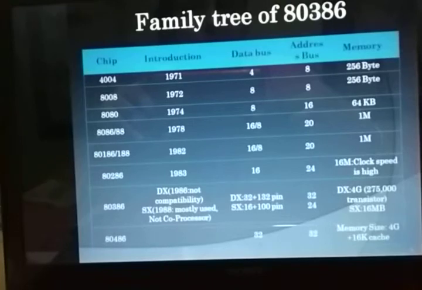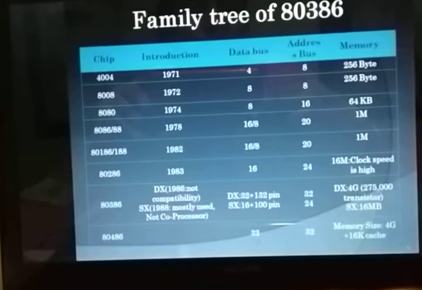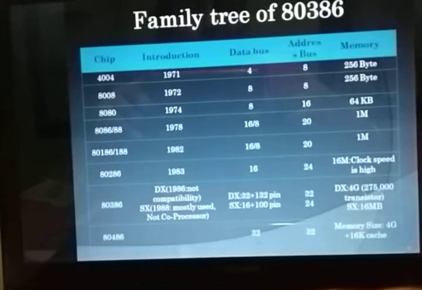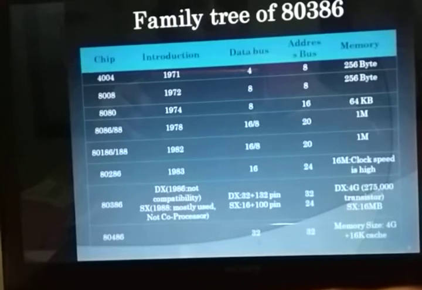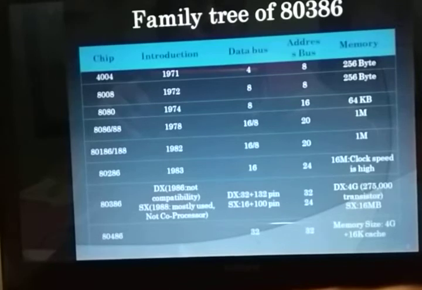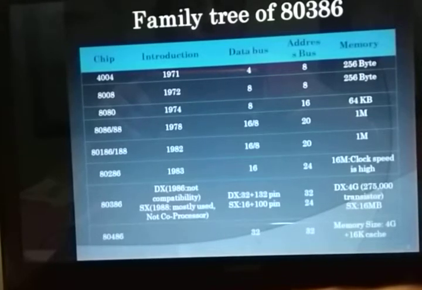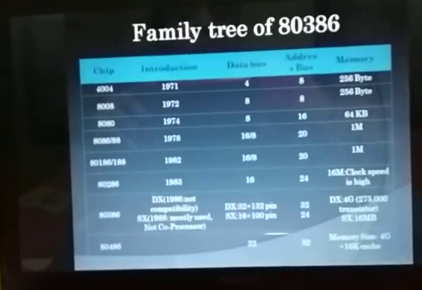Data bus carries the data between the devices or between the components. Address bus carries the component address and control bus carries the signals. So this is a description of the data bus, address bus and control signal bus. And when you combine these three buses, we call it the system bus. Then memory. So 80386 basically contains 4 GB of memory and the SX part contains 16 MB of memory.